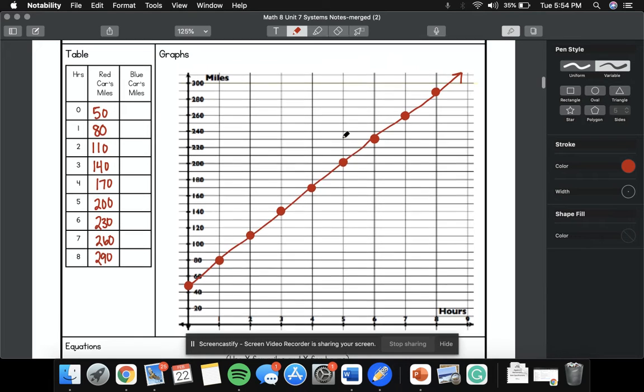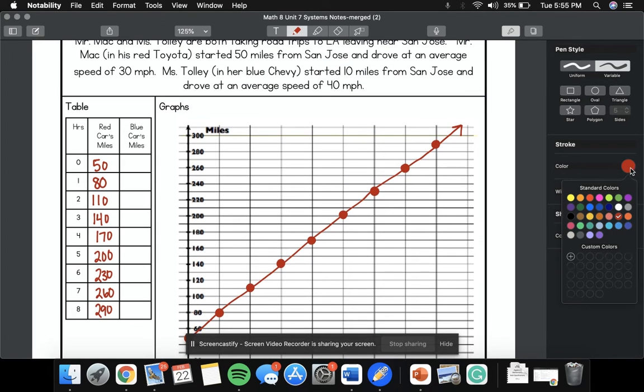All right. Next, we're going to do the blue Chevy and Miss Tolley. Miss Tolley is in her blue Chevy, and she only lived 10 miles outside of San Jose, and she drove at an average speed of 40 miles an hour. So when she started, she was 10 miles outside San Jose. Then she drove an hour and she drove an additional 40 miles. So I'm going to add 40 miles, and then she's 50 miles outside of San Jose. And then I'm just going to keep adding 40 a bunch of times.